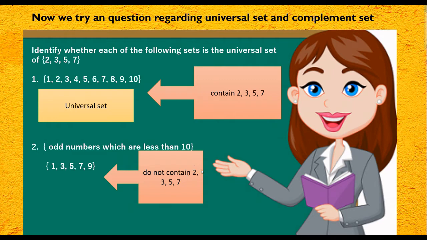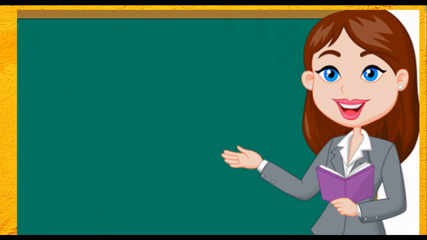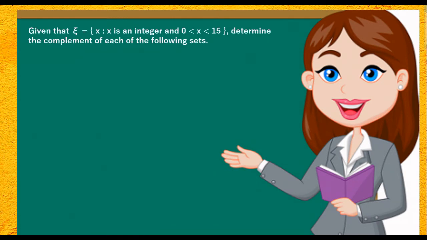I don't have my 2. So in this condition, they are not the universal set. Okay, so this is a type of question where they are asking you to recognize the universal set. Next, how about the question about the complement set?